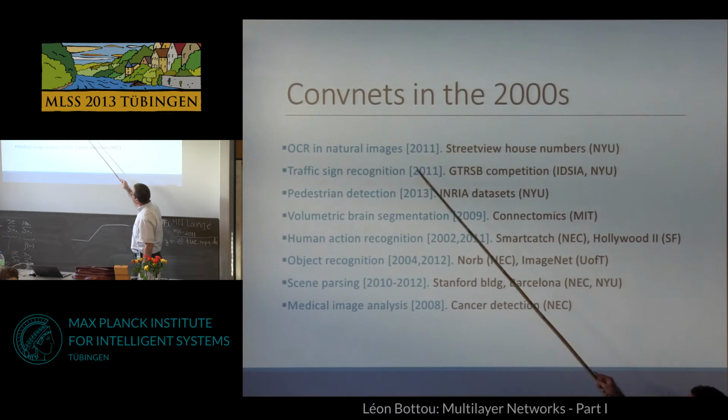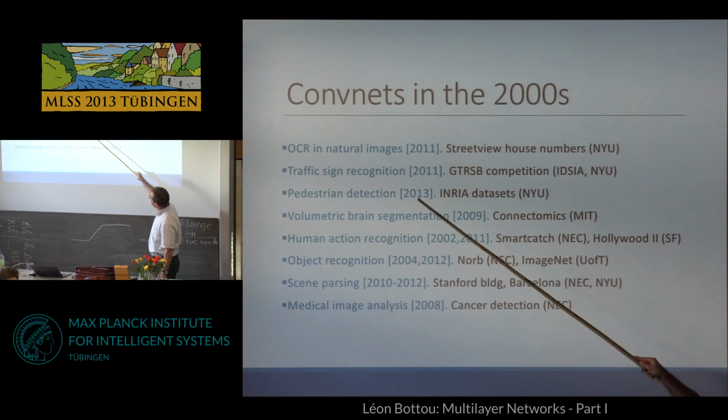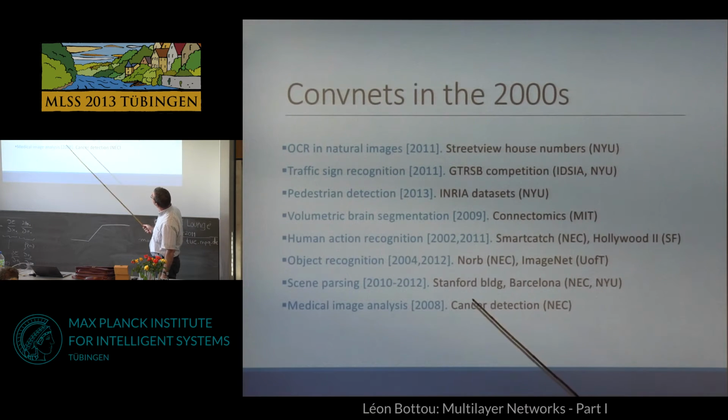Like OCR in natural images, on these 3D house numbers, this is a record. Traffic sign recognition, there was this GTSRB competition, they hold a record. Pedestrian detection on the area data sets, they did better than everybody else. Volumetric brain segmentation, that's a cool thing where they take slices of the brain, image them, and try to reproduce the various paths of everything. Well, anyway, MIT got nice results.